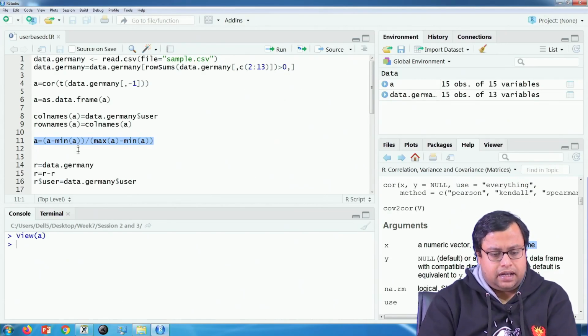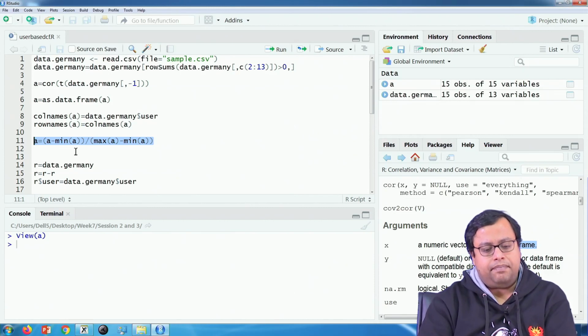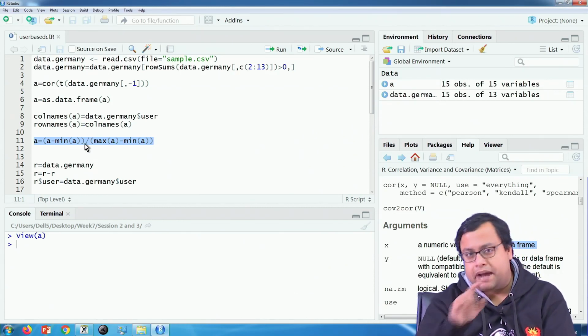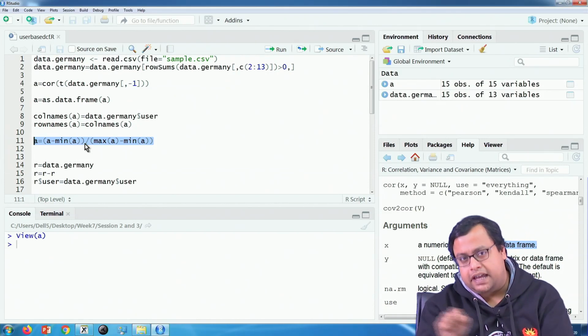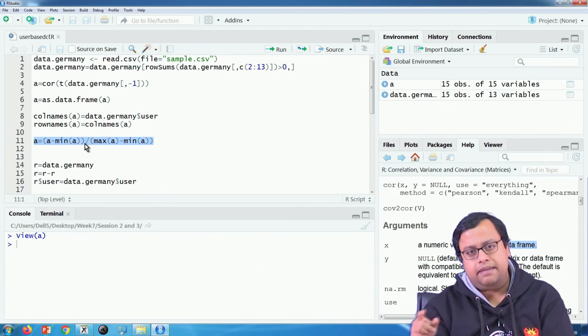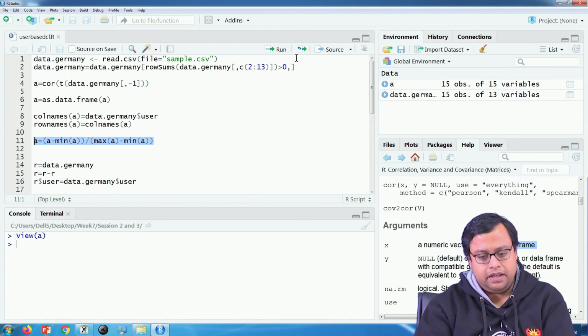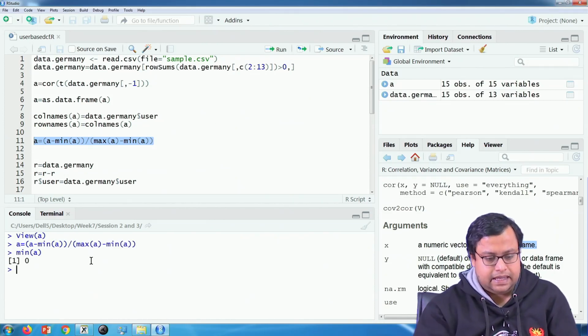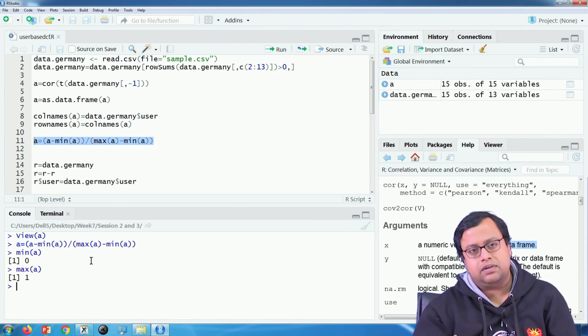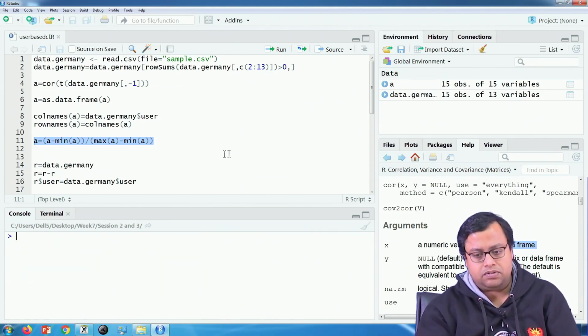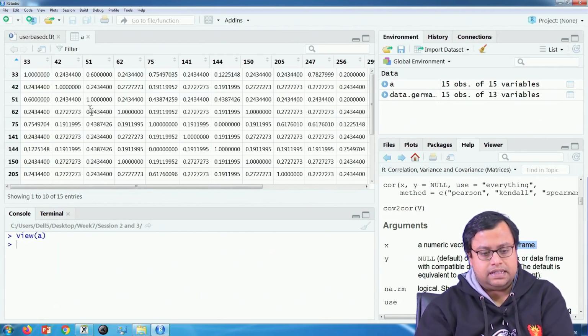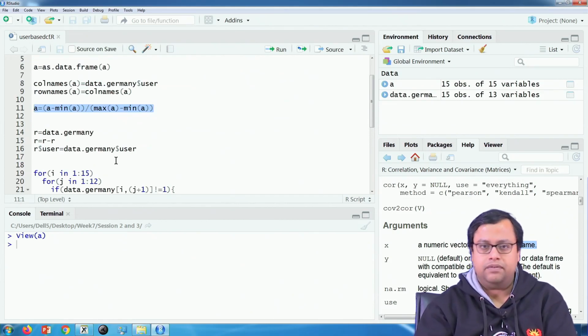So if you check here, I am doing A is equal to A minus minimum of A, and now it is a matrix. So it will find the minimum of A in the whole matrix, divided by maximum of A minus minimum of A. So the minimum entry is 0 and maximum entry is 1, and that is how it has changed the whole A. If you see this, you will see that all the values have changed. There is no negative value anymore. So no negative value means that we have to track that in a similar way.